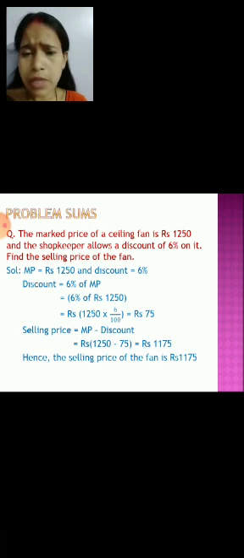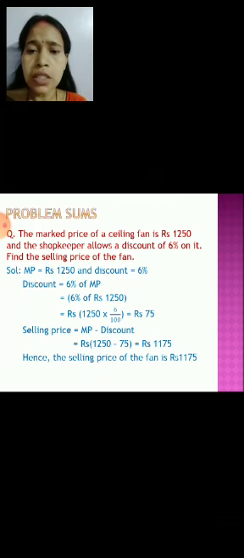First of all, the marked price is given, that is rupees 1250, and the discount is equal to 6%. So discount is 6% of MP, that is 6% of 1250. When you calculate it, you will get 75. So selling price is equal to MP minus discount. Already told you the formula. So rupees 1250 minus 75 will give you 1175.